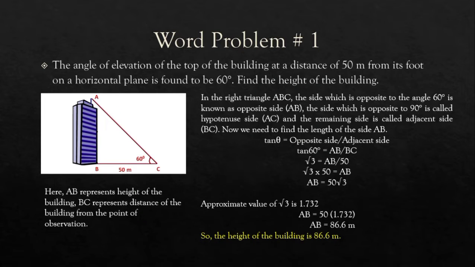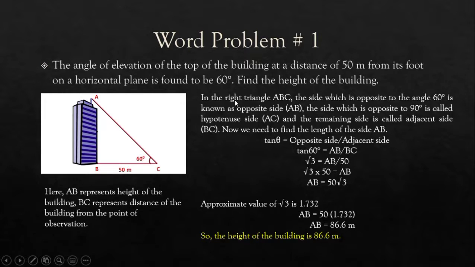For our first word problem, the angle of elevation of the top of a building at a distance of 50 meters from its foot on a horizontal plane is found to be 60 degrees. Find the height of the building. So here, AB represents the height of the building. BC represents the distance of the building from the point of observation, which is 50 meters.